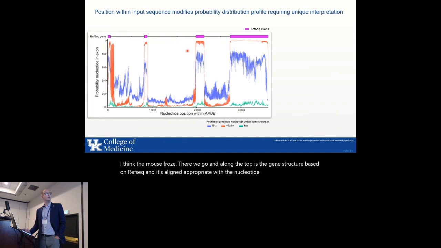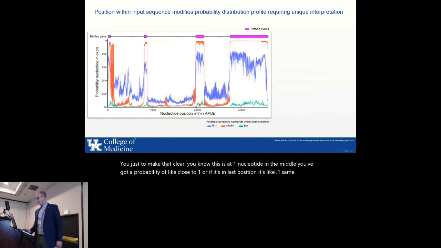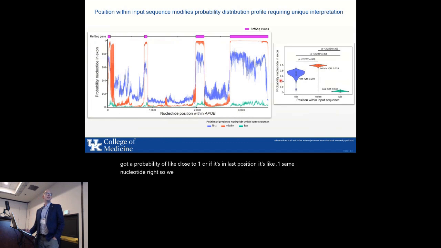nucleotide positions. So what we're showing here is that whether the nucleotide is first, which is the purple distribution, middle, red, or last, green, you get a completely different probability distribution. So just to make that clear, this is at one nucleotide. In the middle, you get a probability close to 1. If it's in the last position, it's like 0.1. Same nucleotide, right? So we also formalized this statistically just to demonstrate that each of these is a distinct distribution, whether it's first, middle, or last.